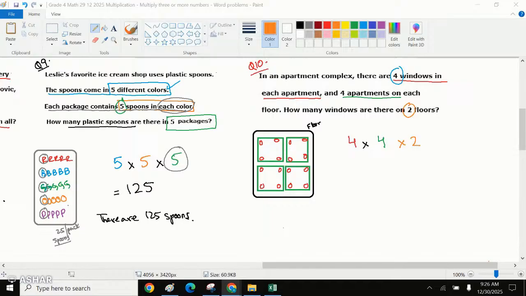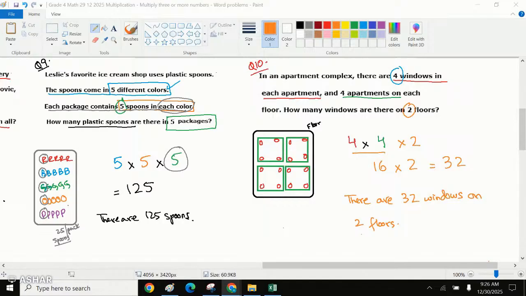Yes, thank you so much, May. Your answer, that means 16 multiplied by 2. That means 32. So the final answer would be there are 32 windows on 2 floors. Thank you for your answer.